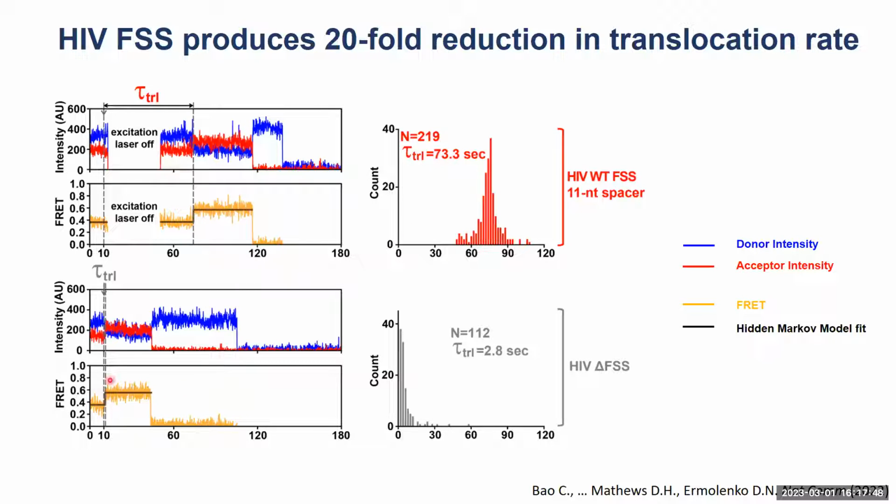When we do a control experiment with mRNA that doesn't have a stem loop, we observe much faster translocation. If we look at the distribution of translocation times, the median time for translocation is 3 seconds. So the stem loop positioned 11 nucleotides downstream of the P site codon, right at the entry to the mRNA channel, inhibits translocation, producing a 20-fold reduction in translocation rate.